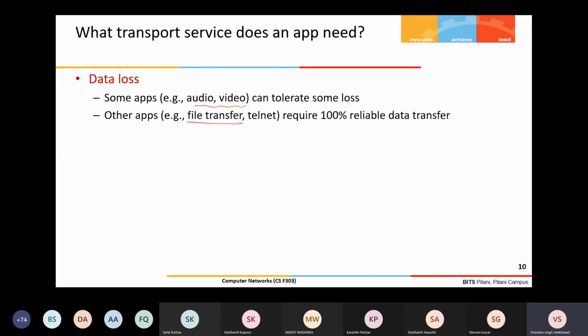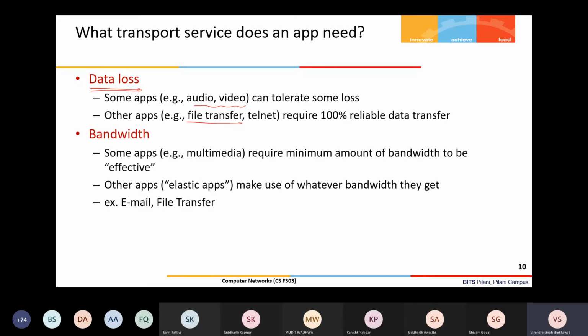So these are two different requirements of applications in terms of data loss tolerance. That is one parameter that decides what service is required for the application. I will come to the services later, how the TCP and UDP services are different. But first, look at the basic requirement in terms of data loss.